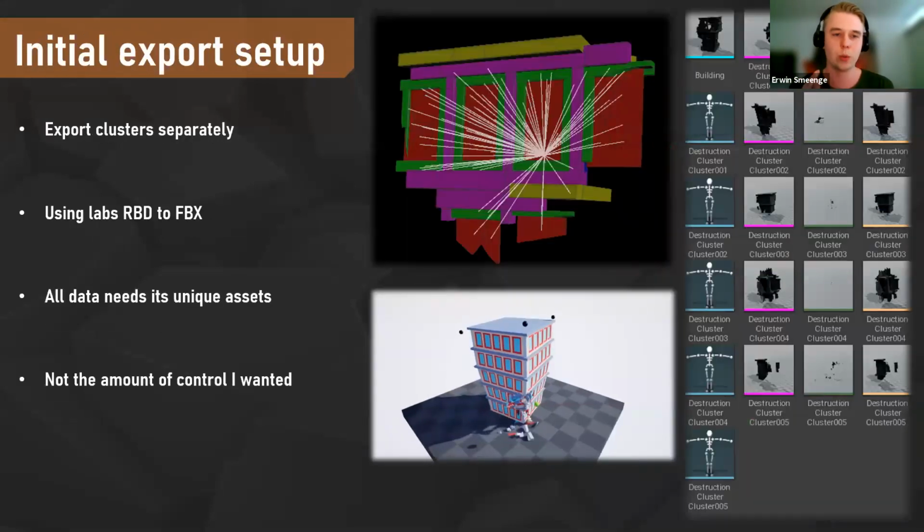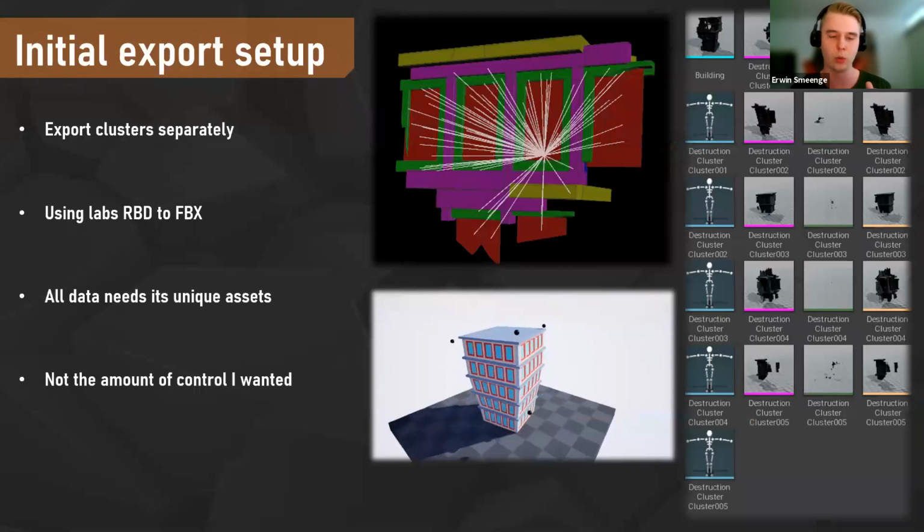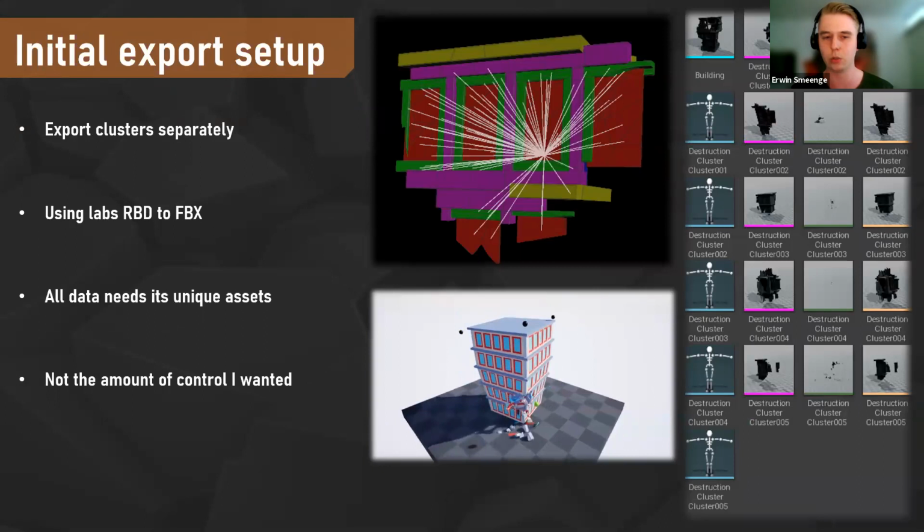So initially, I wanted to export these clusters separately to Unreal using the RBD to FBX tool in Houdini. But in Unreal, this gave a lot of separate meshes and cluttered up my maps quite fast. And it also resulted in quite a lot of repetitive blueprint actions to make them interactable.